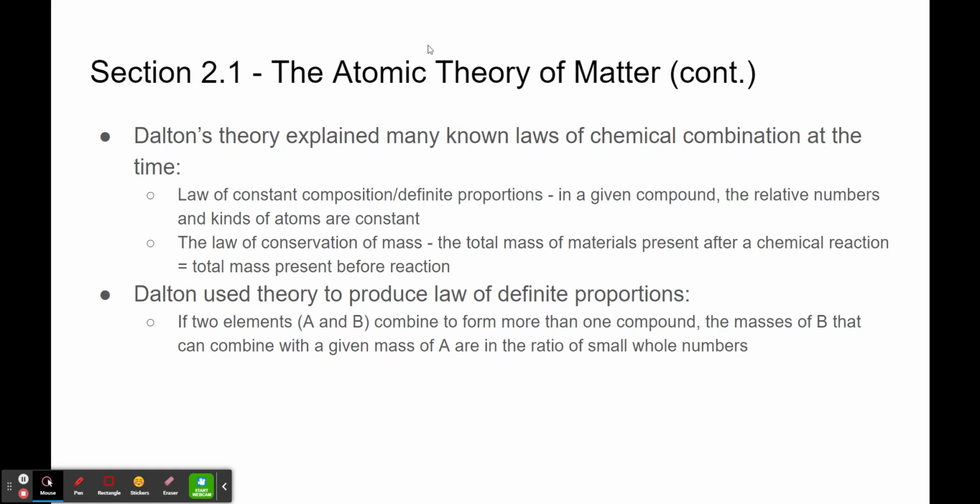And then Dalton also used his atomic theory to produce the law of multiple proportions, which is if you have two elements A and B, and they combine to form more than one compound, the masses of B that can combine with a given mass of A are in the ratio of small whole numbers, and you can see that in empirical formulas and stuff like that.